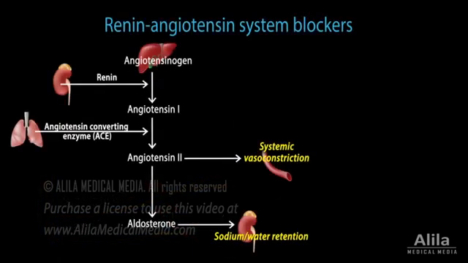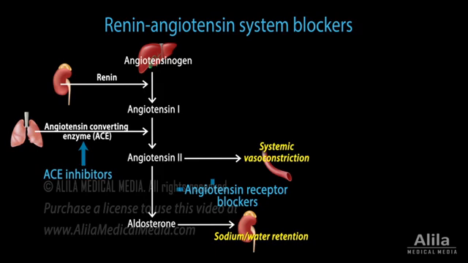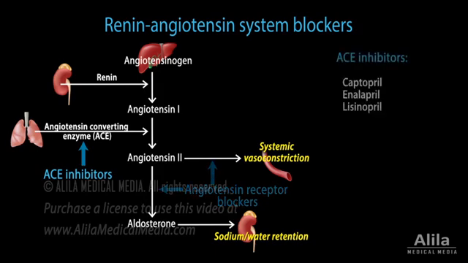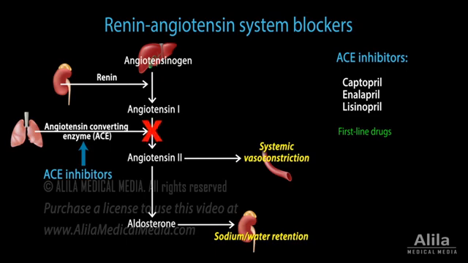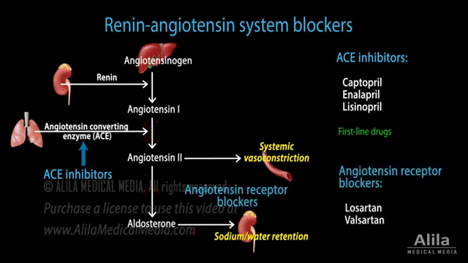Renin-angiotensin system blockers include ACE inhibitors and angiotensin receptor blockers. ACE inhibitors are commonly used as first-line treatment for hypertension. They block the conversion of angiotensin 1 to angiotensin 2, which in turn leads to a reduction in aldosterone. Their action reduces systemic vasoconstriction and increases sodium and water excretion by the kidneys. Angiotensin receptor blockers inhibit the effects of angiotensin 2. Their indications are similar to those of ACE inhibitors.